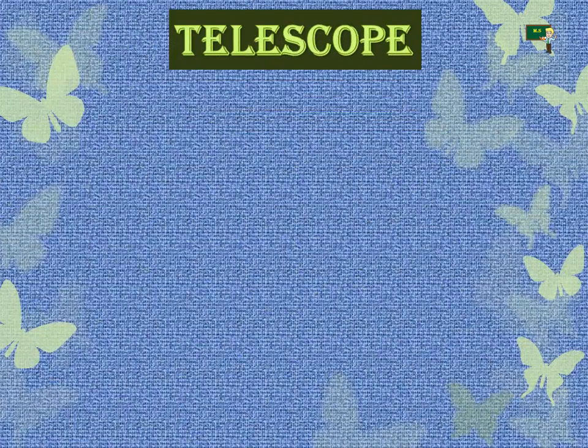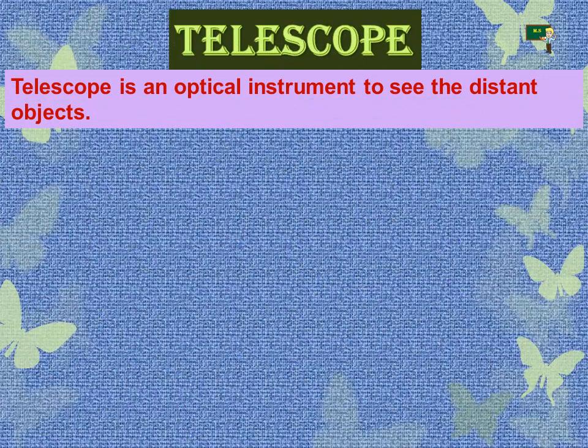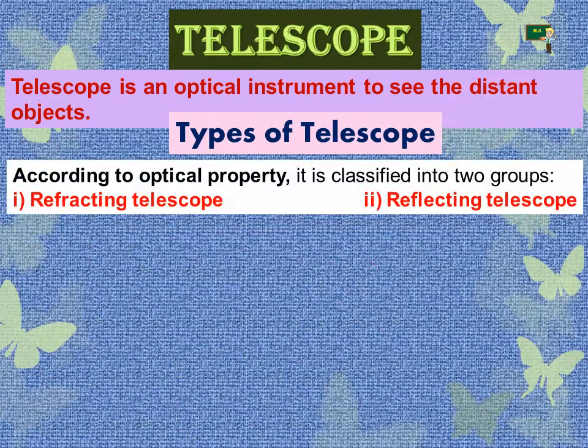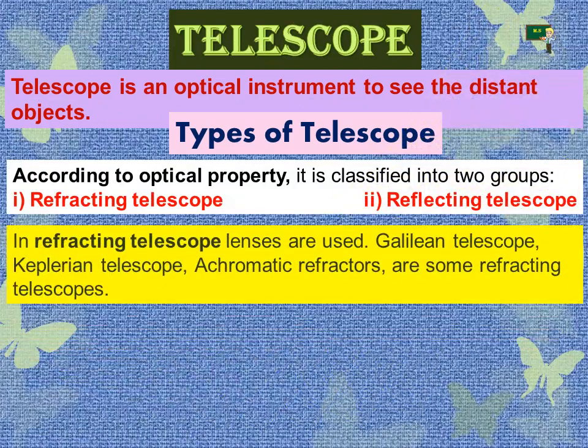Telescope. A telescope is an optical instrument to see distant objects. Types of telescopes: there are two types. According to optical property, it is classified into two groups. One is the refracting telescope, another one is the reflecting telescope.